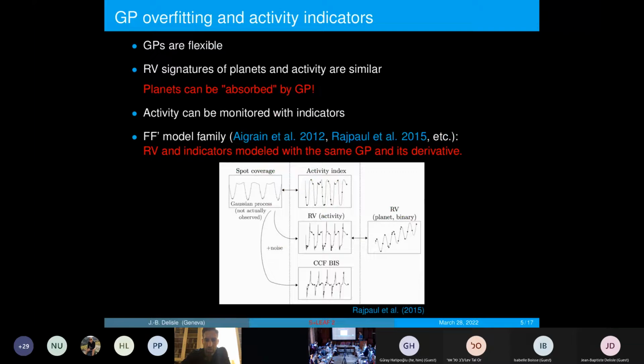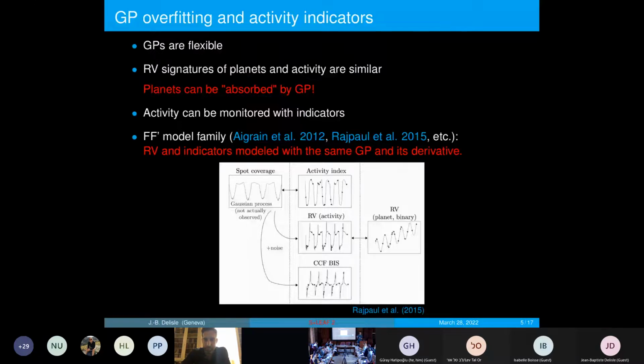So the problem here is that Gaussian processes are very flexible. It's a good thing when we want to model stellar activity because we don't know exactly how it behaves. So it's a good thing that it's flexible. But of course, it can absorb planets. So you can have some overfitting, especially because the signature of planets and of stellar activity is very similar in radial velocities. In particular for spots, which have a quasi-periodic signature in the radial velocities.